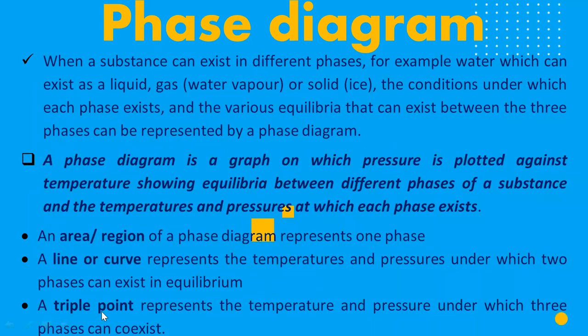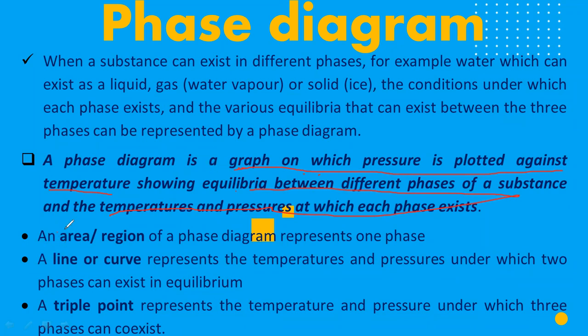If I'm to proceed, we talked about a phase diagram yesterday, and we said this is a graph on which pressure is plotted against temperature. What does it show? It shows equilibria between different phases of a substance and the temperatures and pressures at which each phase exists. We are later going to see how a phase diagram looks.